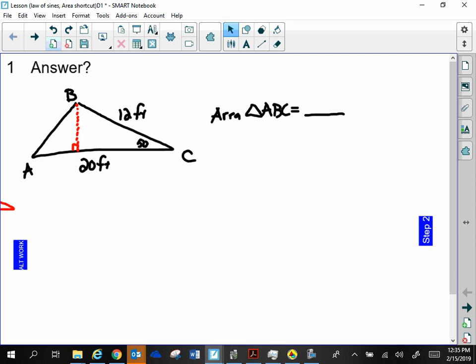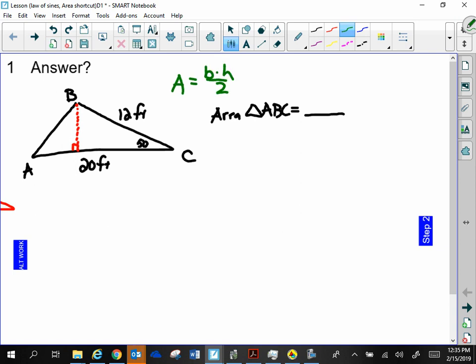All right, I guess you're back. Okay, and hopefully you talked about you needed the height. When you're talking about finding the area of a triangle, you're going to need base times height, divide by 2, and it looks like we're missing the height.